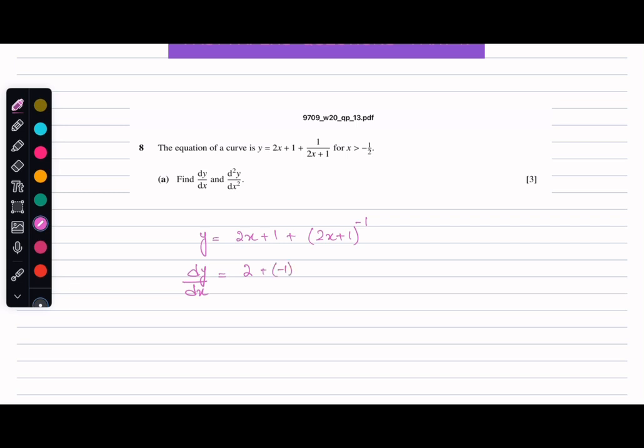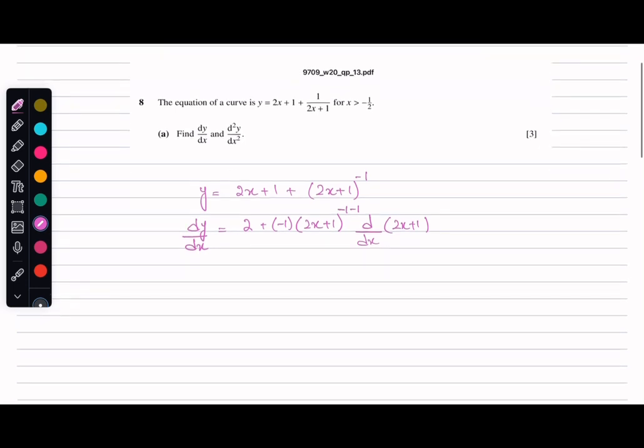It's a composite function for 2x plus 1 to the power negative 1. So I'll say it's a negative 1 times 2x plus 1, and then negative 1 and a negative 1. And then I will be differentiating the function within the bracket, which is 2x plus 1. So here finally I can say that my dy by dx should be equal to 2 minus 2x plus 1 to the power negative 2, and then it's just a 2 here.